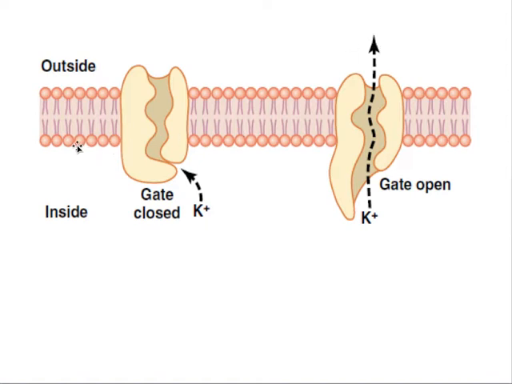So, as long as the inside of the membrane remains negative, the gate located on the inside of the potassium channel will remain closed. But as soon as the negativity decreases or goes towards the positive direction, the inside gate of the potassium channel will open and that will allow the transport of potassium ion from the ICF to the ECF.